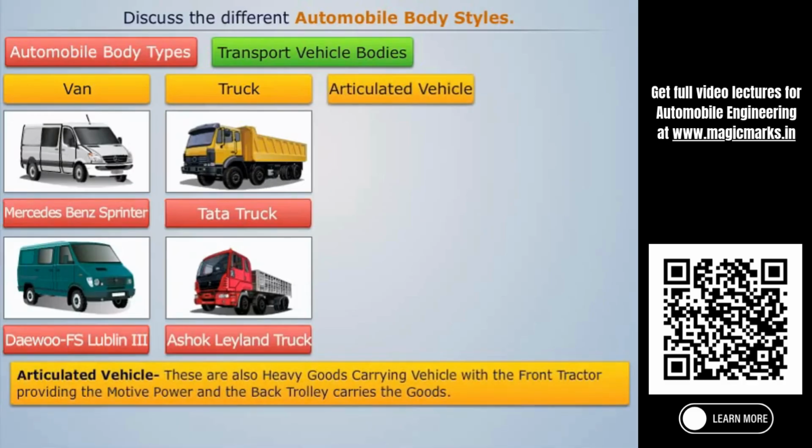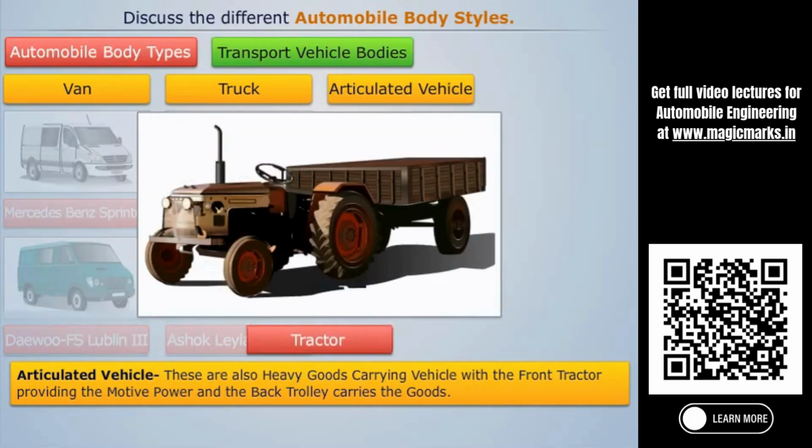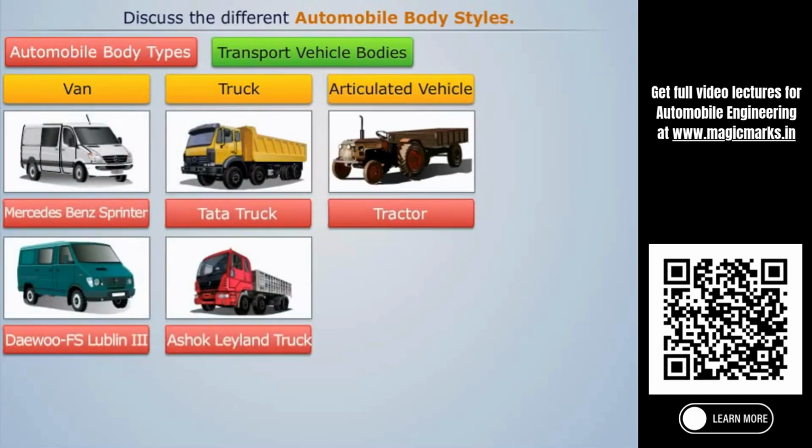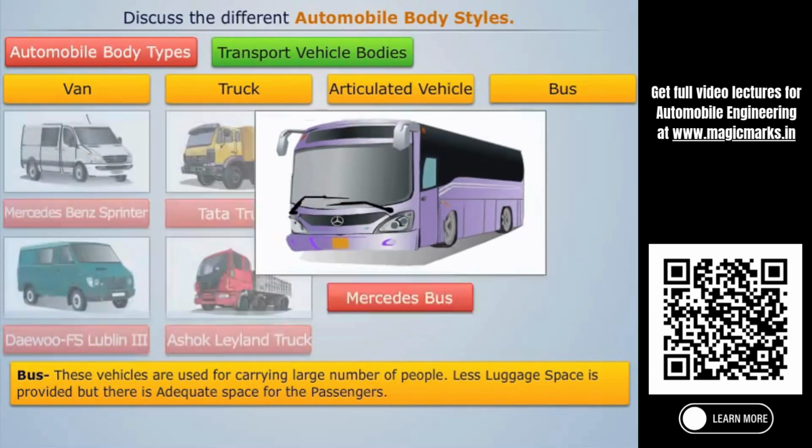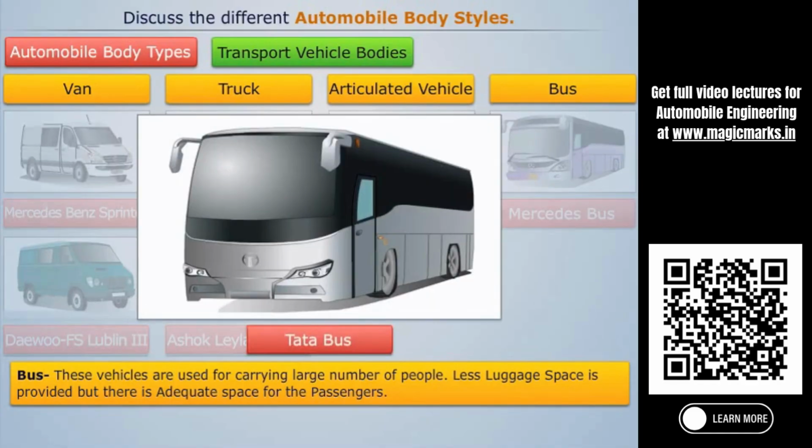Articulated vehicle. These are also heavy goods carrying vehicles with the front tractor providing the motive power and the back trolley carries the goods. Tractors, etc. Bus. These vehicles are used for carrying large number of people. Less luggage space is provided, but there is adequate space for the passengers. For example, Mercedes bus, Tata bus, etc.